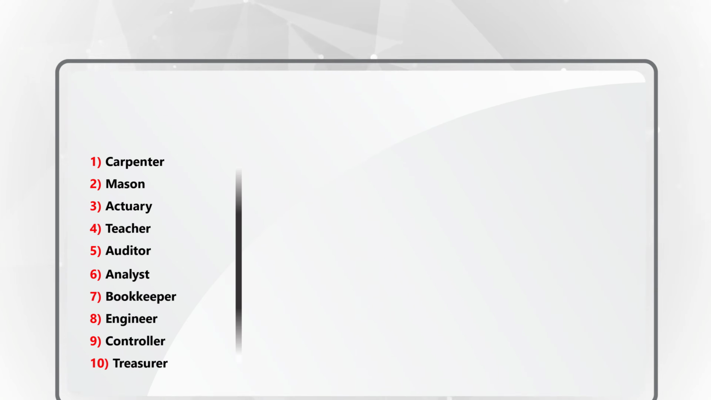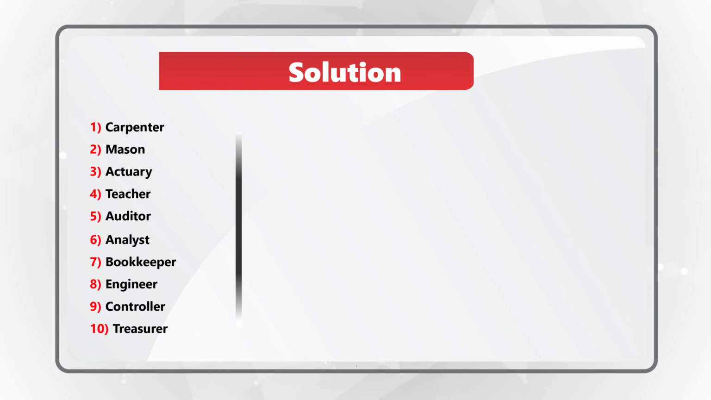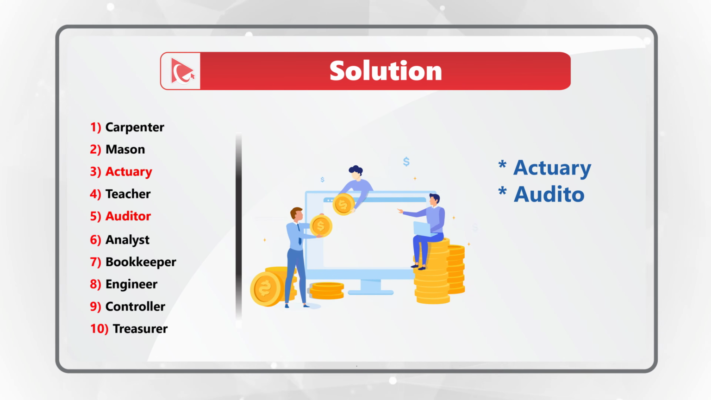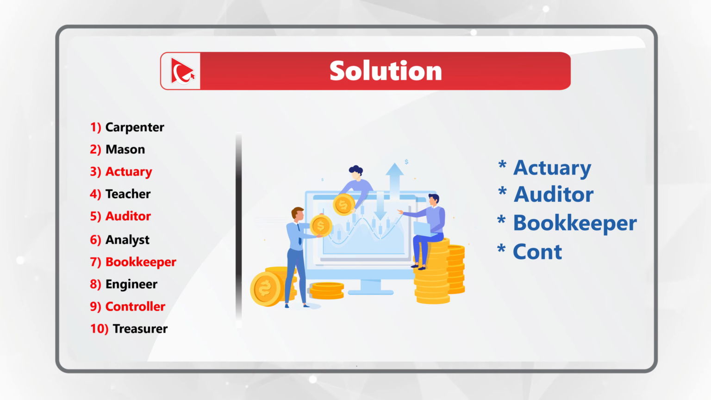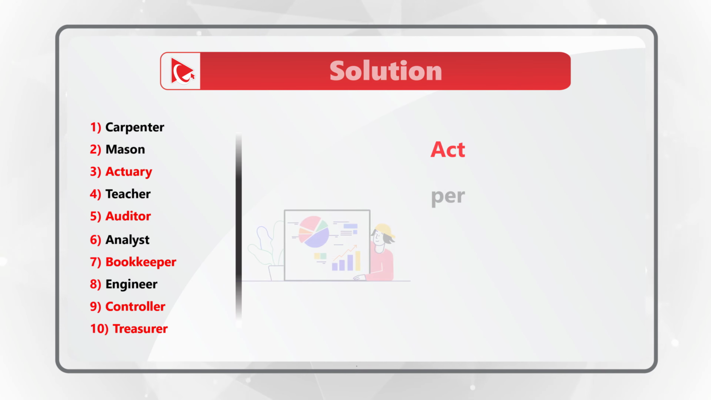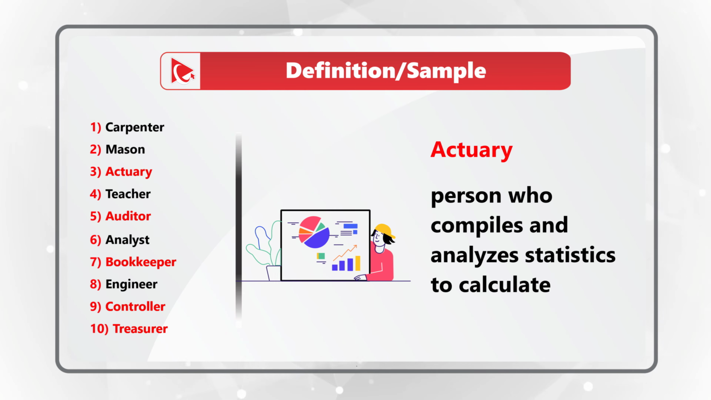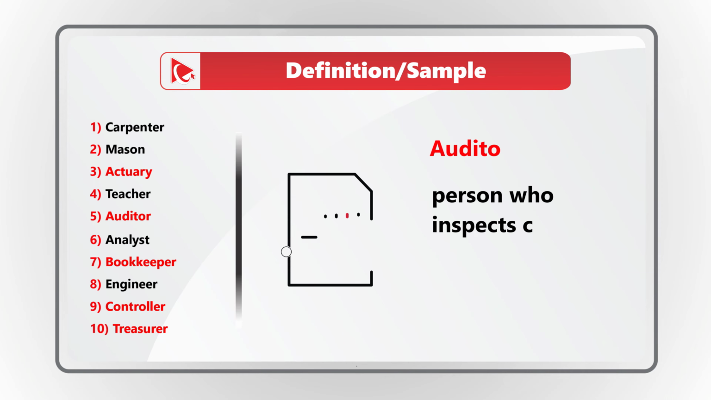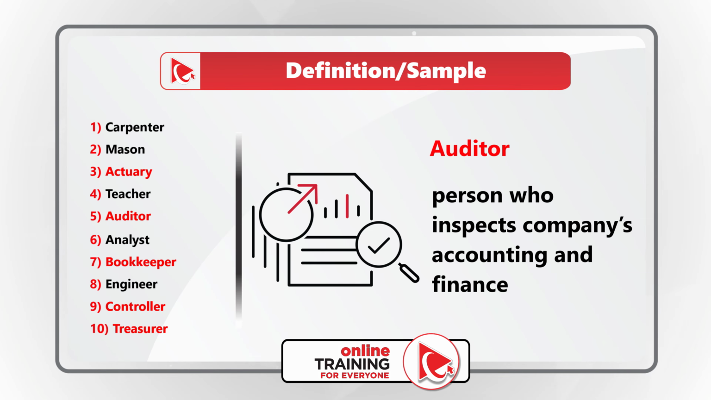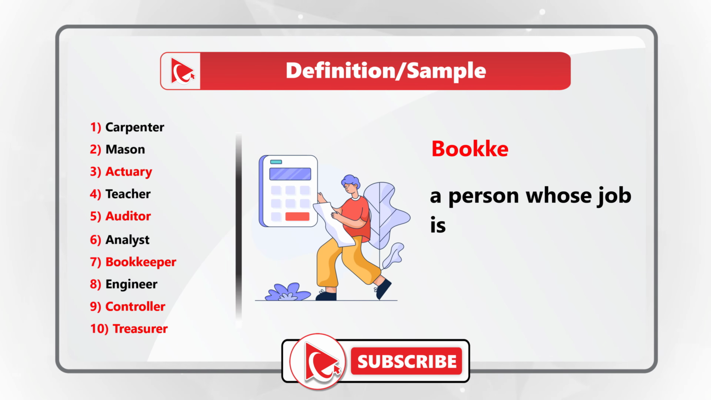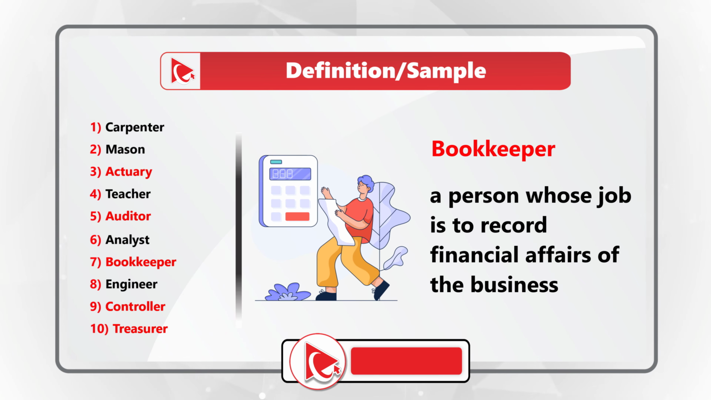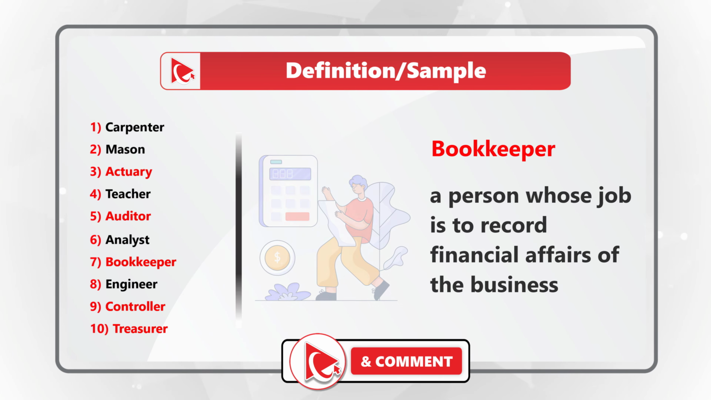I found 5 similar words. They are actuary, auditor, bookkeeper, controller, and treasurer. I believe these words are similar because they represent financial jobs in the organization. For example, actuary is a person who compiles and analyzes statistics to calculate risks for the organization. Auditor is the person who inspects companies' accounting and finance. Bookkeeper is a person whose job is to record financial affairs of the business.